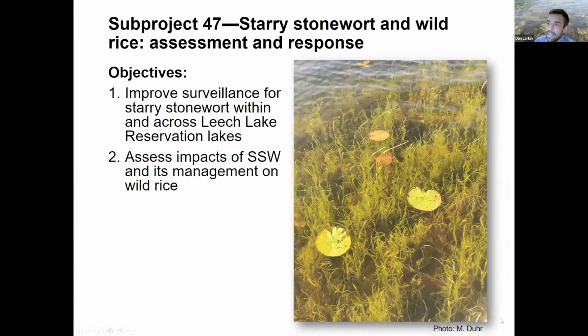We also want to assess the impacts of starry stonewort invasion itself, as well as the management of starry stonewort on wild rice. So we think there are reasons why starry stonewort is likely to have negative impacts on wild rice, although there are some nuances to that perhaps we'll get into in the Q&A period. And then the hope is with the DASH management that will free the wild rice from the starry stonewort. But we want to look at both of those aspects. How is wild rice being impacted by the AIS, and how is it benefiting, hopefully, or not, from the management of starry stonewort?